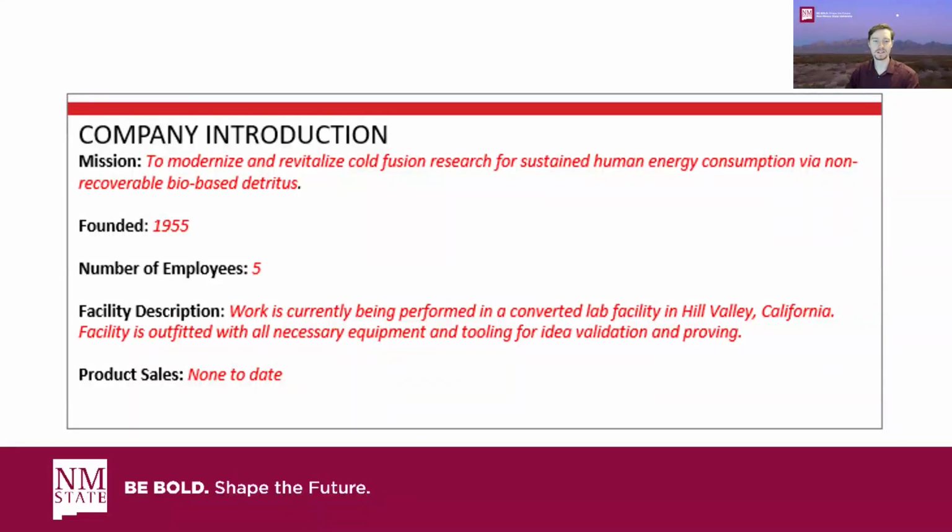They've described their facility here, which again gives an idea of whether your company is capable of following through with the innovation that you have proposed. So here it says, work is currently being performed in a converted lab facility that is outfitted with all necessary equipment and tooling for this innovation. You might want to be a little bit more specific about what types of equipment you need, just to give them an idea that you do have the equipment. It's not just a broad statement. We have it, I swear.